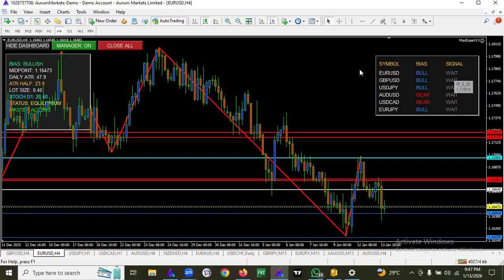Why it's showing wait is that these two are not in agreement. Remember, we said if it is bullish, price should be at premium. That is why it's showing wait. So it's when the bias and the status are in agreement that this will tell you buy or sell. Do you get that?